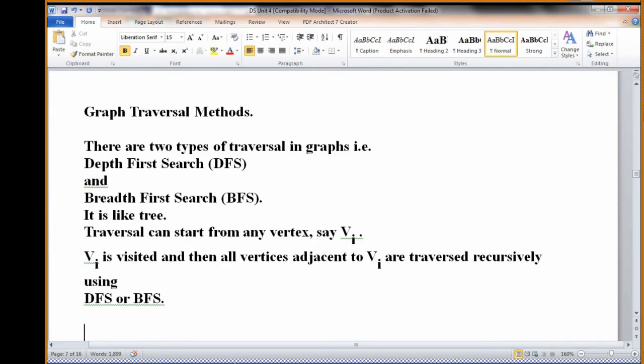DFS means depth first search. That means we will go in depth, from the root node to the leaf node, and then we go to the right side. We start from the left side and go to the leaf node, and then go to the right, and like that we finish the traversing. This kind of traversing method is called depth first search. The second category is breadth first search, where we go level by level, completing level 0, then level 1, like that.